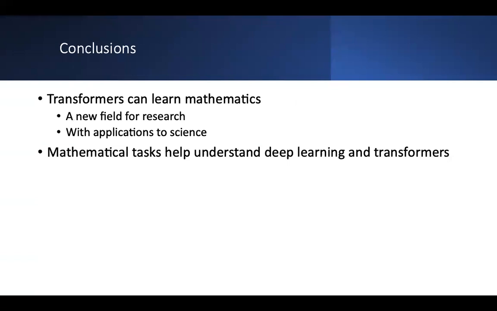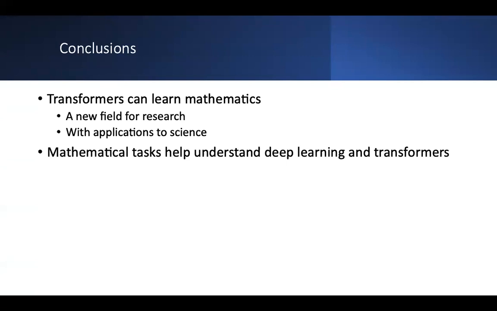The log-uniform distribution of integers, I'm pretty sure that would be useful for large language models doing arithmetic. I mean, there's no reason why it would work for GCD and not for addition and multiplication. So the main conclusion is that you can learn quite a bit of mathematics with transformers, and it's sort of a new field of research, and I'm sure it has applications in science. But also the other way around, mathematical tasks are a perfect benchmark to try to understand deep learning.